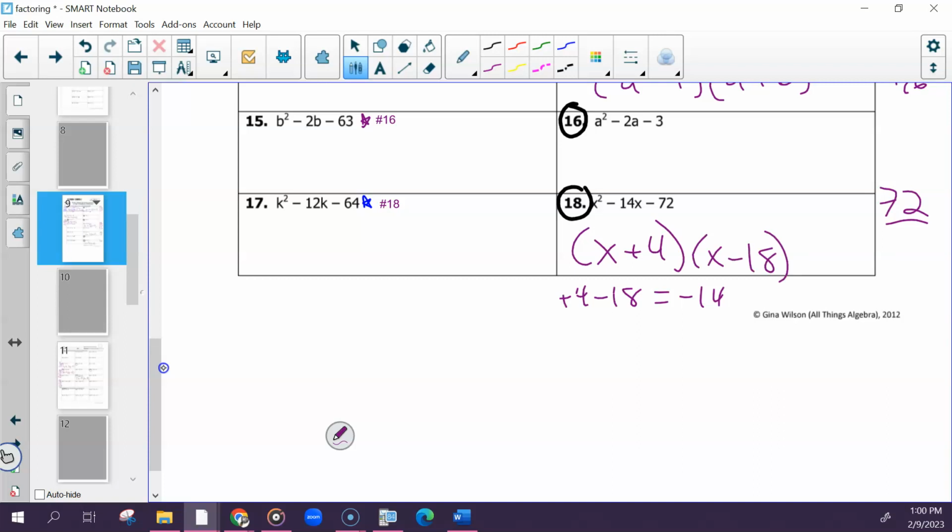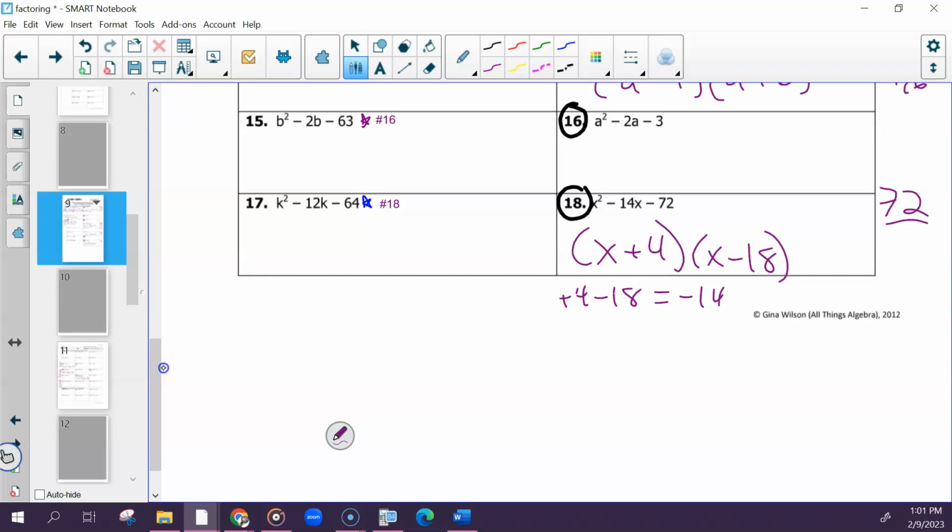So this one is similar to the other one where your c value is negative. If you have minus minus, one of your factors is going to be negative, and the bigger of the two is going to be the negative. All right, let's do another one of those. Pick 15 through 17.